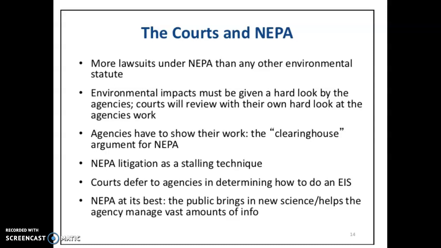NEPA at its best is when the public brings in new science and helps the agency manage vast amounts of information. So this is when maybe there are some gaps in the analysis. The public makes the agency aware of this analysis, it's incorporated into the document, and then the document becomes more efficient and provides better information for decisions.